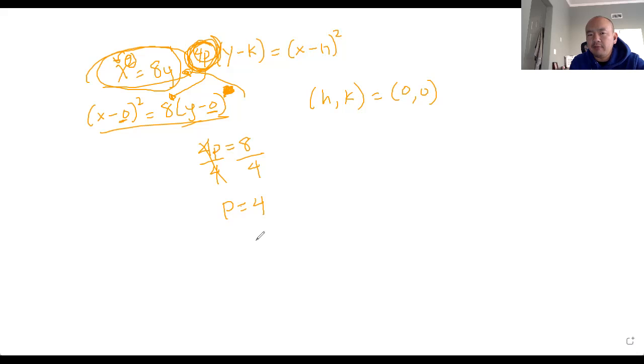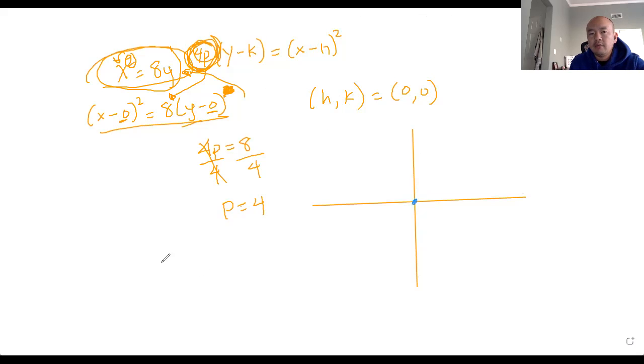Why do we need p for? What's the purpose of that? Okay, well, first of all, let's graph this parabola. So here's the y-axis, here's the x-axis. I'm going to change the color. Let's turn it to blue. And the vertex that we found is (0, 0).